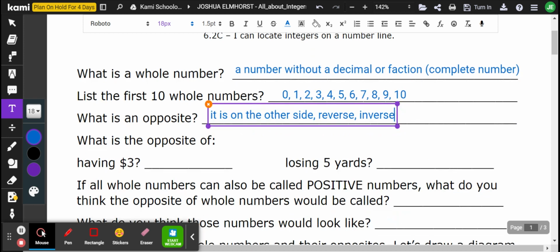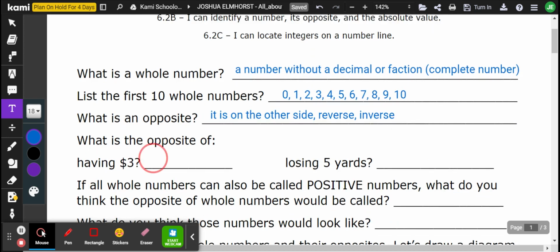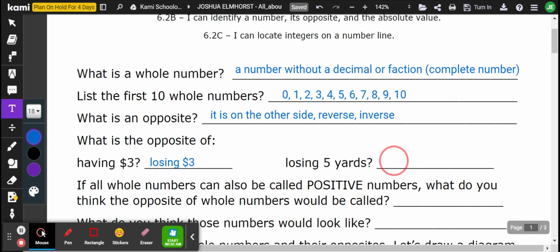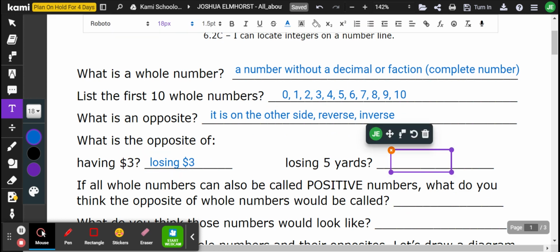So what is the opposite of having $3? If you don't have it, the opposite of having it would be losing $3 or not having $3. What is the opposite of losing 5 yards? The opposite of losing is gaining.